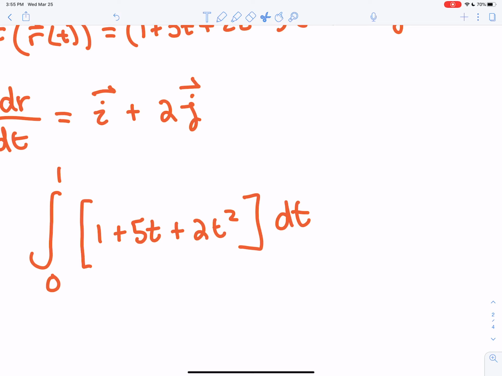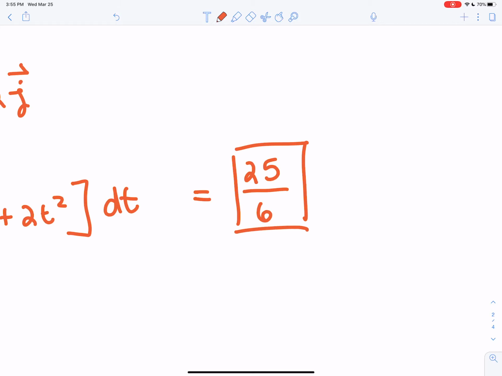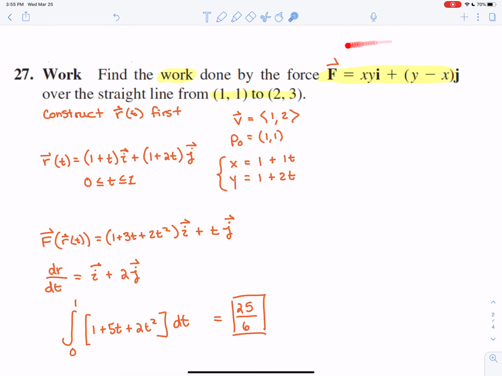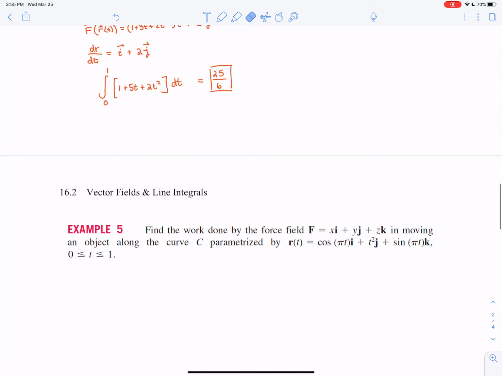There we go. I won't do the total evaluation for this either, but the answer you're looking for is 25/6. So when you move along this path in this force, right? This is the force that's acting on you as you move along this path. It takes 25/6 amount of work to navigate that path through this specific force field. Okay, sweet.